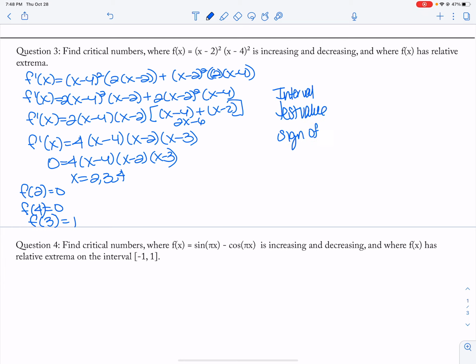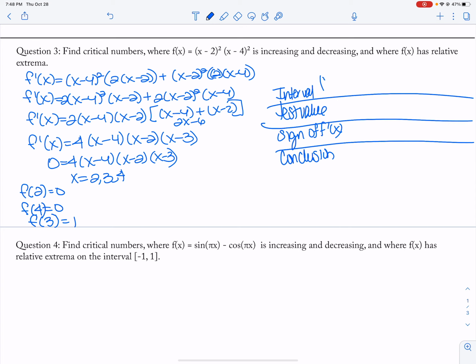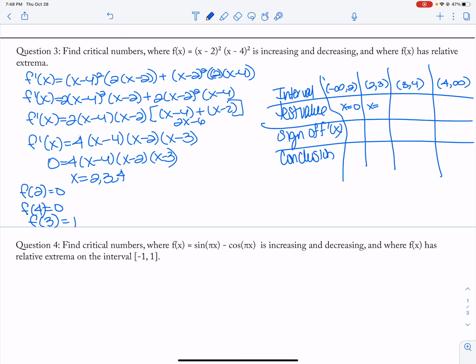sign of f prime of x, and conclusion. So now I get from negative infinity to 2, 2 to 3, 3 to 4, and then 4 to infinity. So I get x is equal to 0, x is equal to 2.5, so 5 halves, x is equal to 7 halves, and then x is equal to like 5.